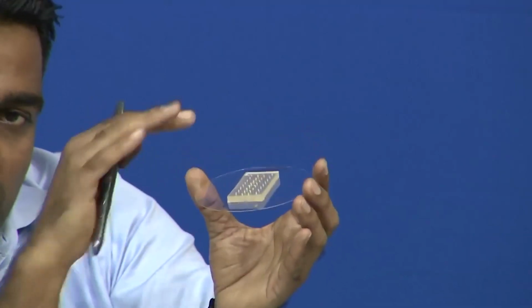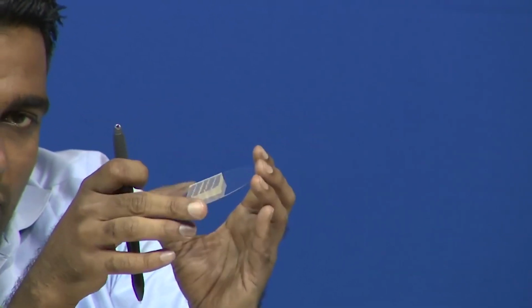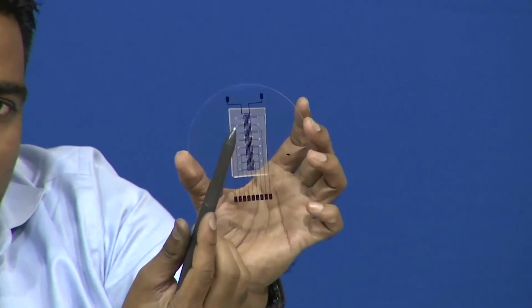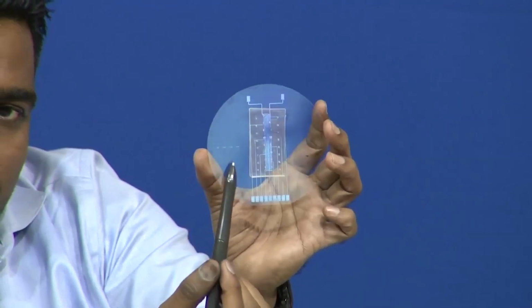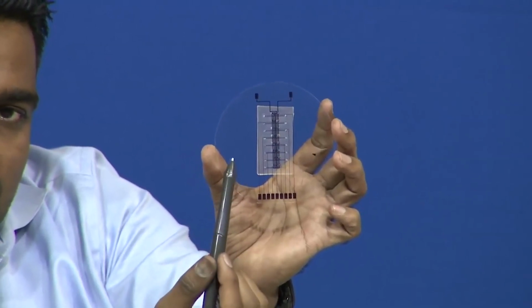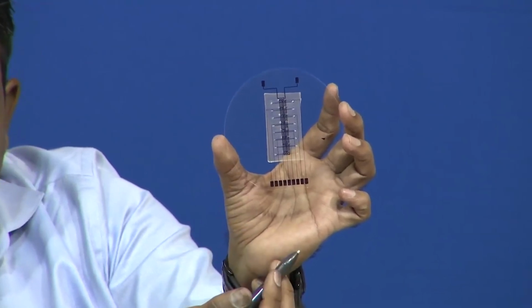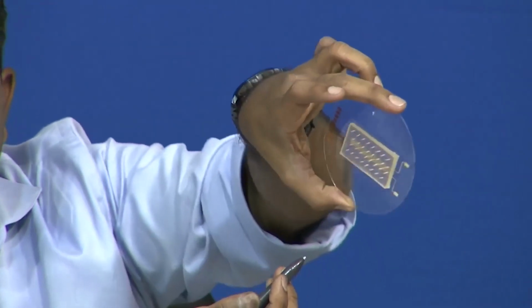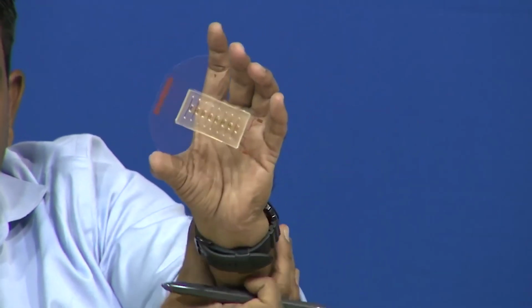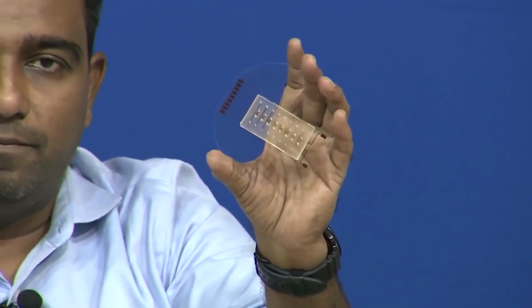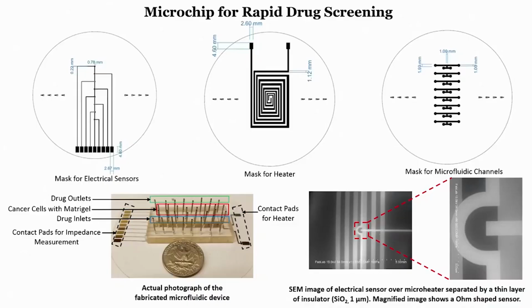On the front side you cannot see through the PDMS, so I am showing it to you from the back side. Here is a heater, you can very clearly see, and there are interdigitated electrodes. So, how can we fabricate such a microfluidic chip for rapid drug screening? All right, let us see the screen. What do we have?